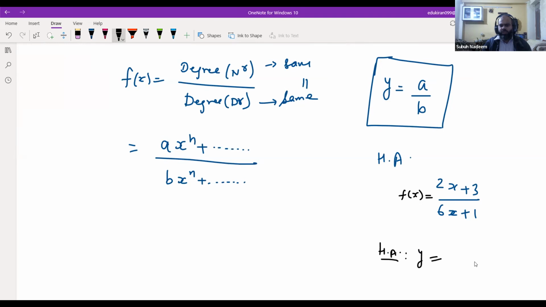The coefficient of the highest power. What is the coefficient of the highest power? 2. Divided by what is B? 6. It will become 1 by 3. It is not the required one. They are asking minus 2 by 3. So I think, yeah, it's minus 4x plus 3 by 6x plus 1. Yeah, that is fine. Okay.